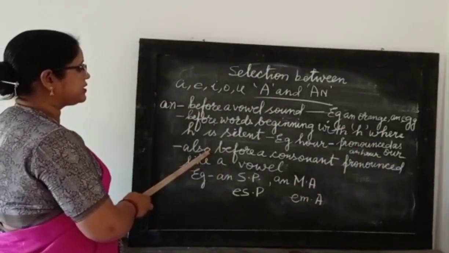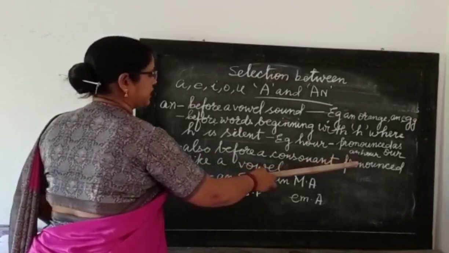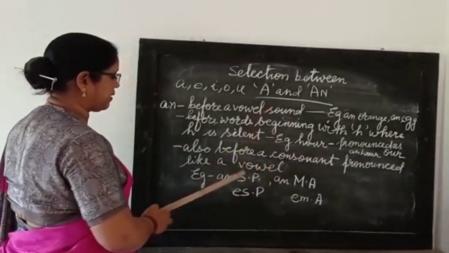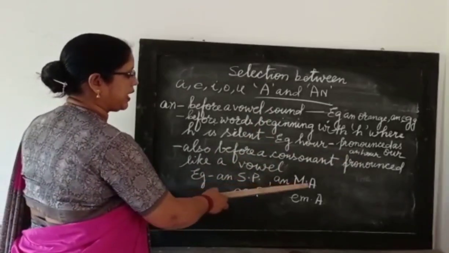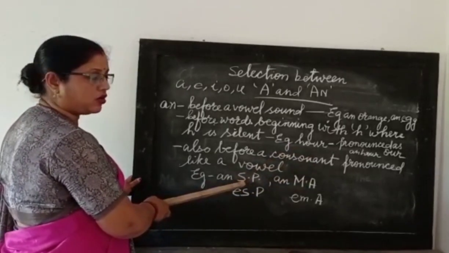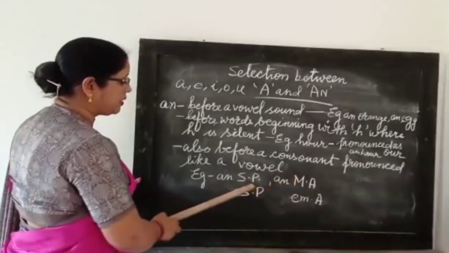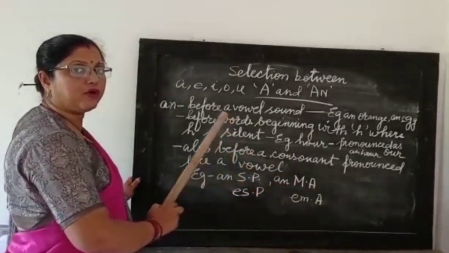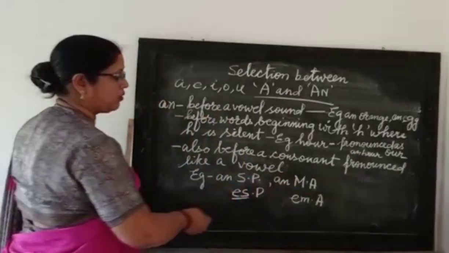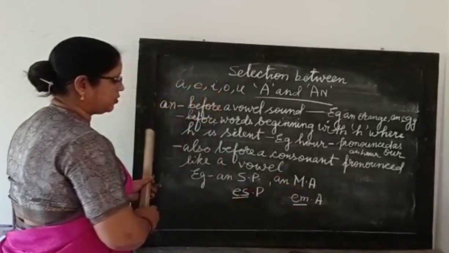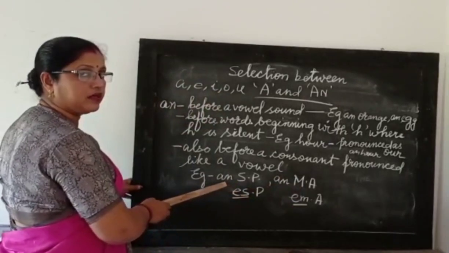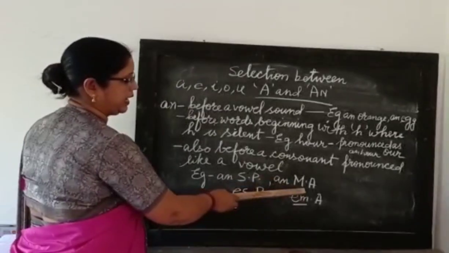Then also it is used before a consonant but pronounced like a vowel. Before a consonant pronounced like a vowel. For example, an SP, and an MA. Now S is a consonant, M is a consonant. But when we pronounce S, the vowel sound comes, like ess. The vowel sound comes like emm. So because this E sound comes, that is why we use an before SP or MA.